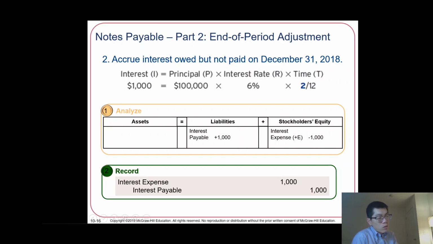Okay, so I don't want to go through, and I don't think it's necessary to go through, the theoretical points behind all these journal entries. If you have difficulties understanding the increase, decrease direction for each one of these accounts, go back to the first 4 chapters to review those definitions and concepts. Okay, I know it's a long time.